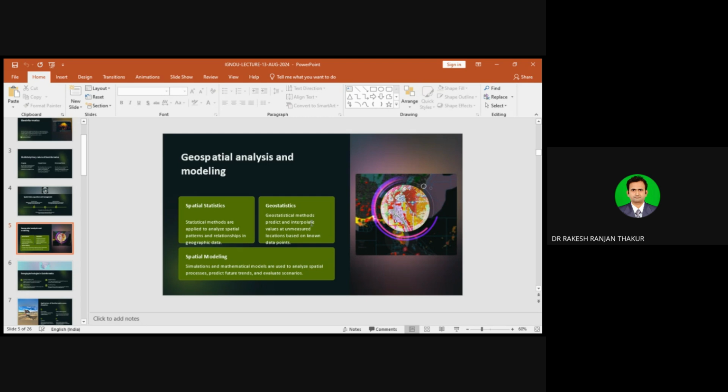Now, can anyone tell how in remote sensing and GIS we can do a simulation model? Anyone can give an example. Anyone?